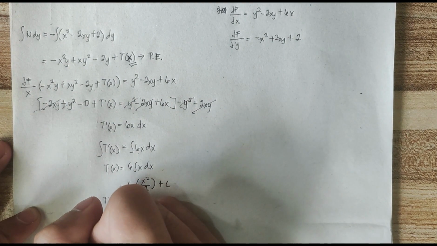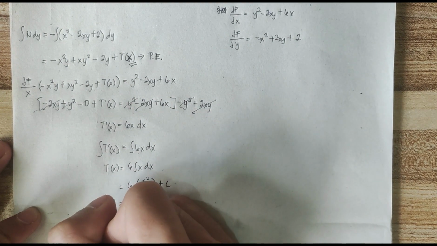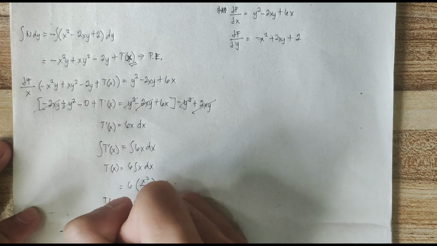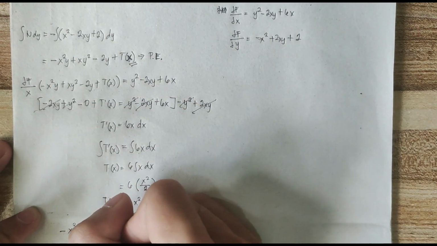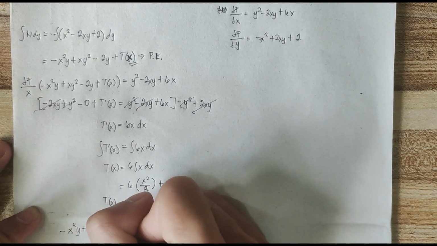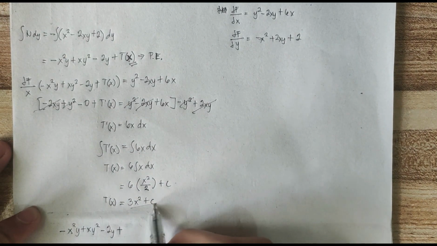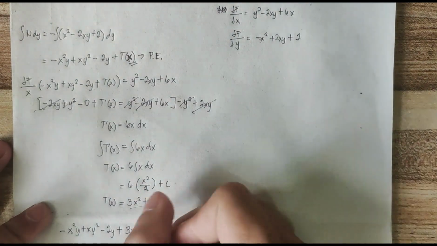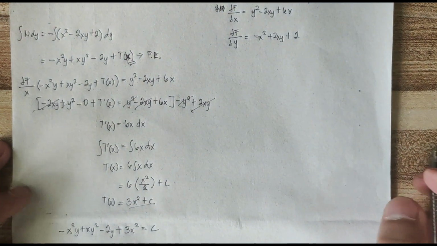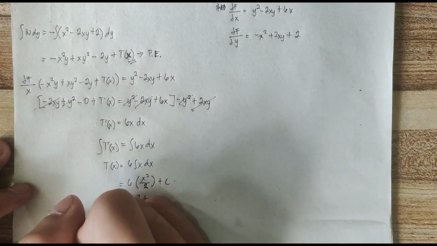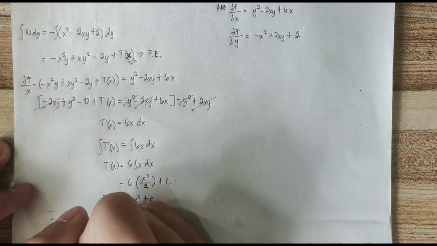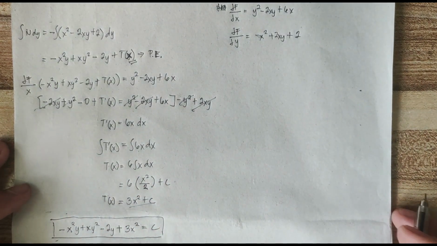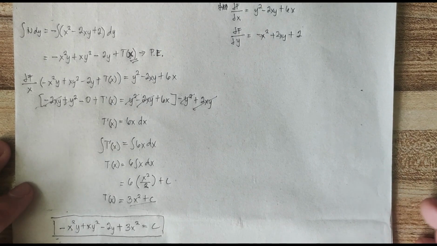So we have negative x squared y plus xy squared minus 2y plus the value of our t of x, which is 3x squared, equals c. So this is now our general solution of the given differential equation using the exact equation.